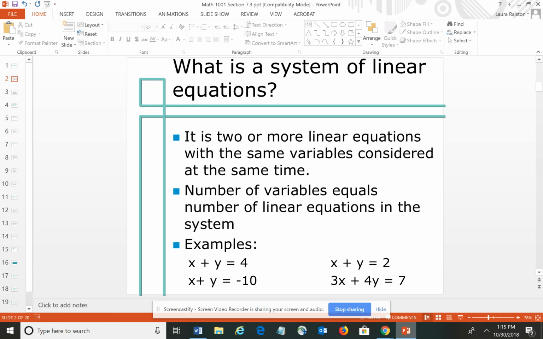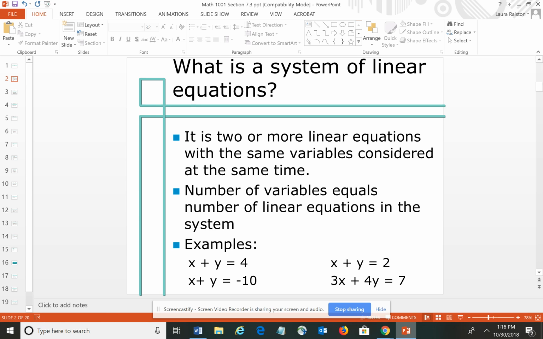So for example, if you look at the two that we have here, you have x plus y equals 4, and then x plus y equals negative 10. You have two variables, x and y, and you have two equations. Same thing with the other example, x plus y equals 2, and 3x plus 4y equals 7. Together that's a system. You have two variables, x and y, and you have two equations.